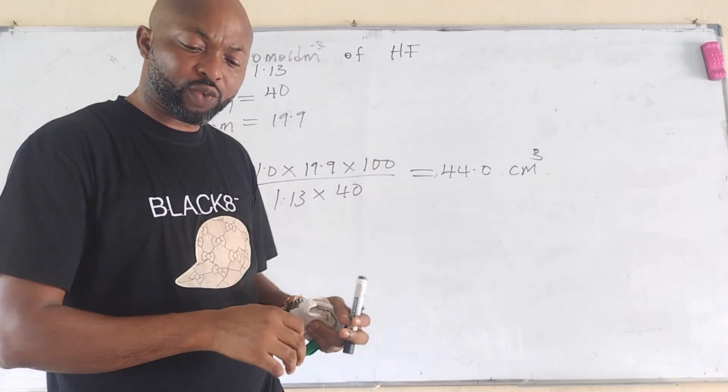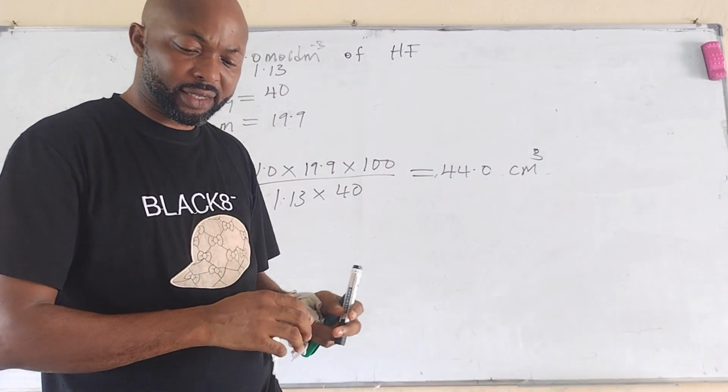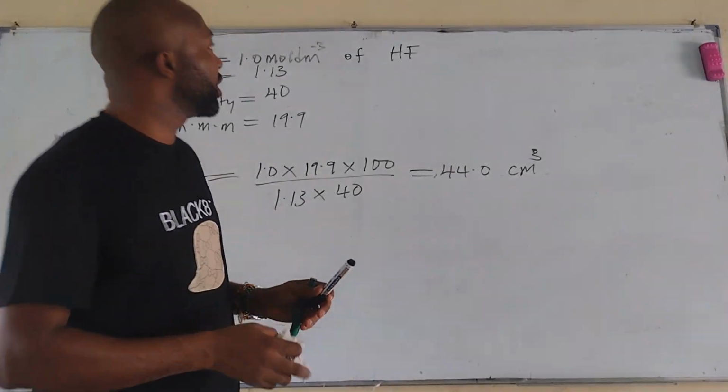Let's take maybe our last question for the day. Yeah, could that be the last? Okay. Let's prepare 1.0 mole per dm cube of ammonia.